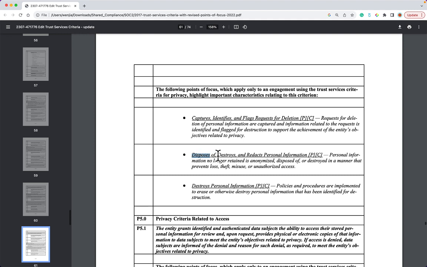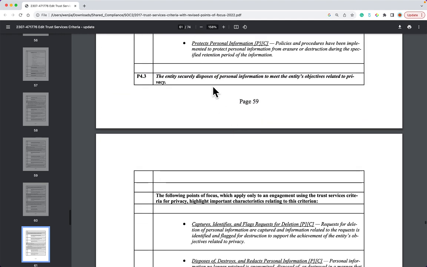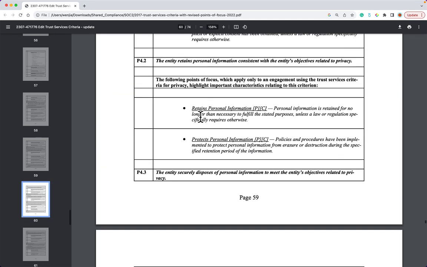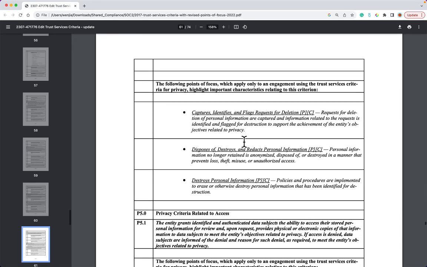So the second one, dispose of, destroy, and redact personal information. Personal information no longer retained is anonymized, disposed of, or destroyed in a manner that prevents loss, theft, misuse, or unauthorized access. Destroy personal information. So how are you going to deal with the information you no longer have the right to retain? You need to dispose of it, and how are you going to dispose of it?